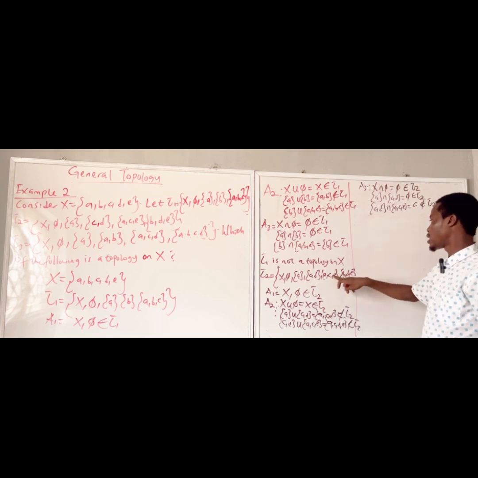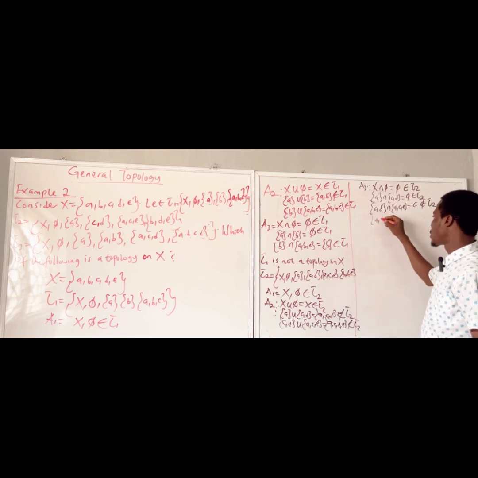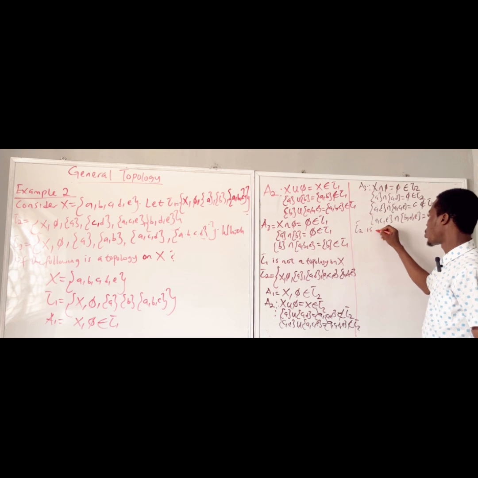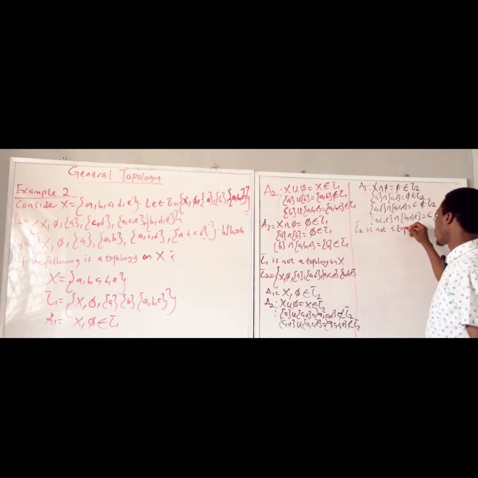So let us consider ACE intersection BDE. The element that is present here that is also present here: E is here. E is a common element among them. E is not a member of Tor 2. So it means Tor 2 is not a topology. Tor 2 is not a topology on X.